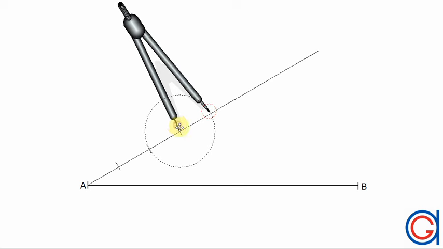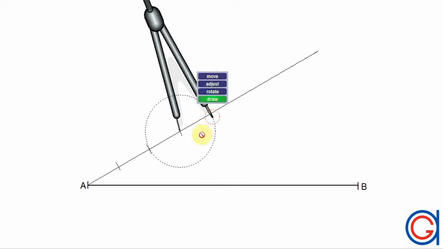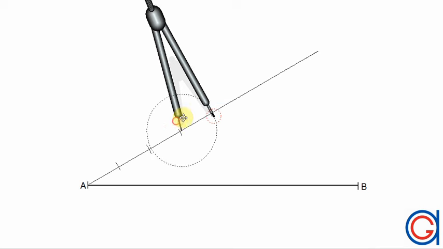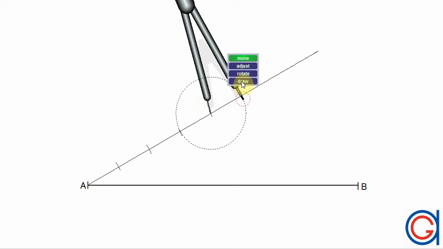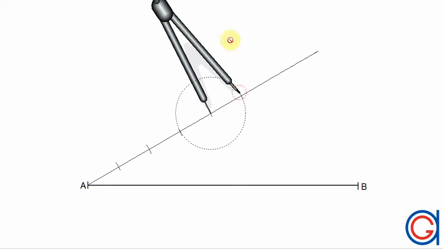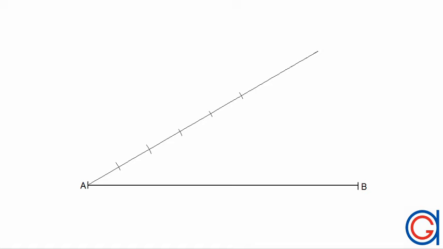Here we continue marking our arcs. That's our 4th arc. And finally, our 5th arc.